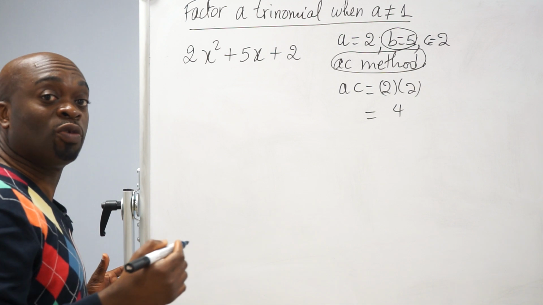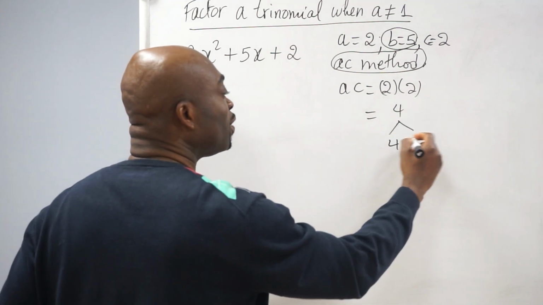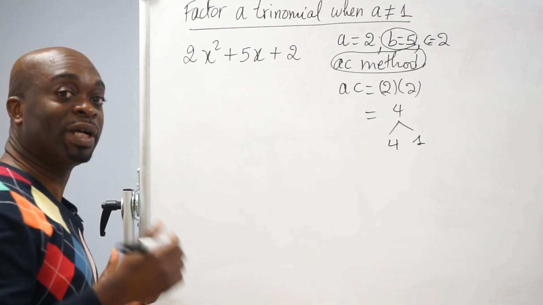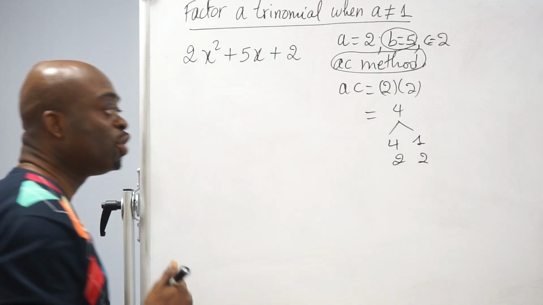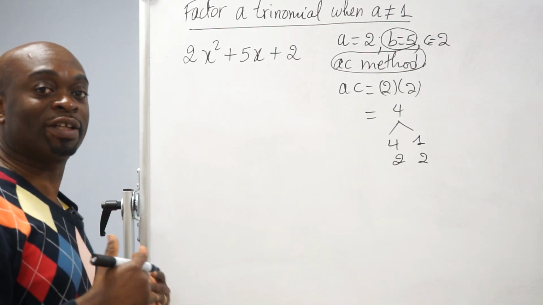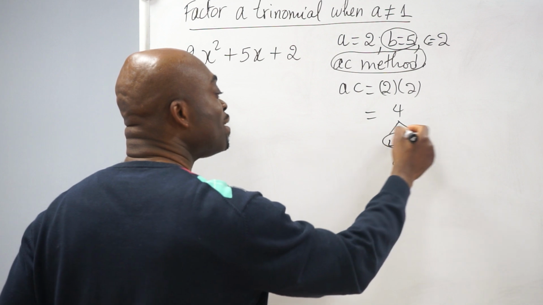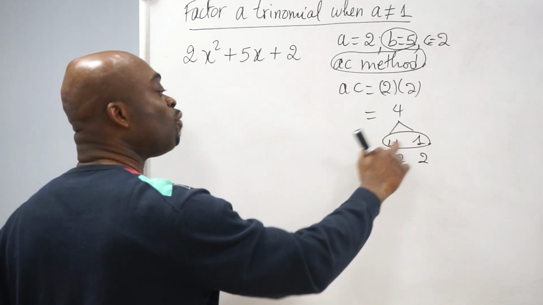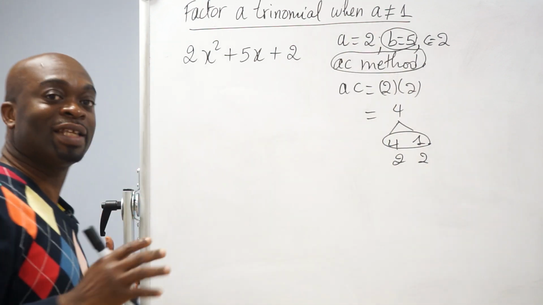Okay? So what would be those two numbers? 4 and 1. Those are the factors of 4, because you can also have 2 and 2, which is not going to work out. So you have two different sets of factors, but this is the one that you're looking for. Because again, 4 times 1 is 4, and 4 plus 1 is 5, which is the b. That's what you're looking for.